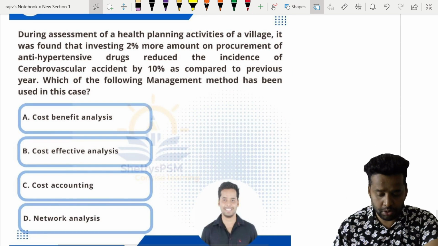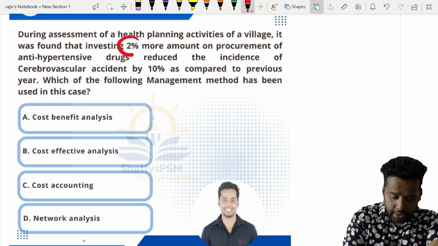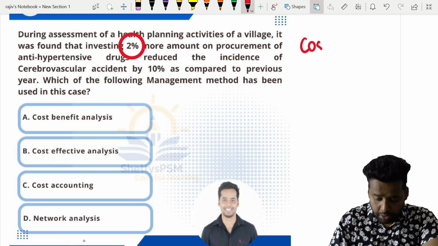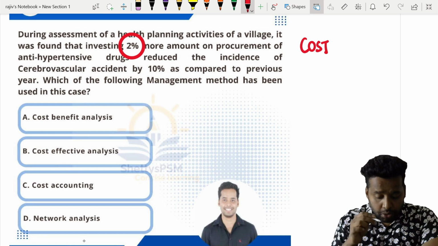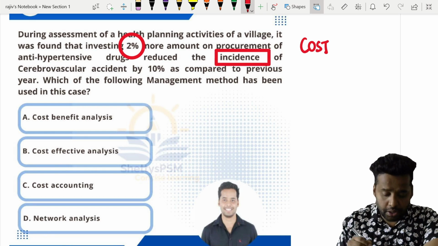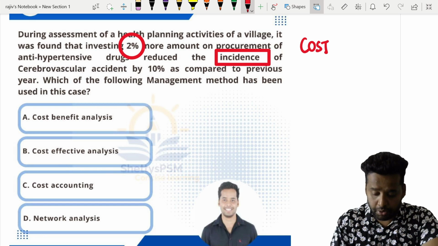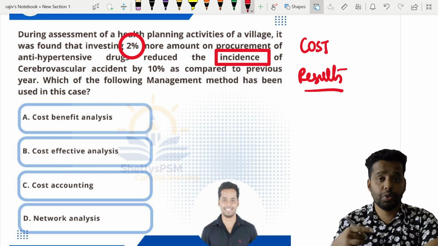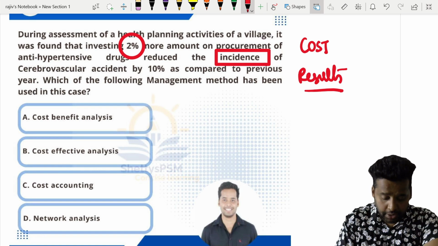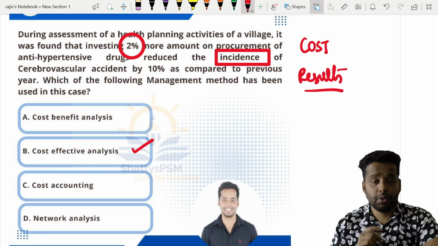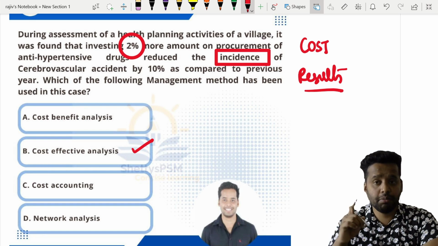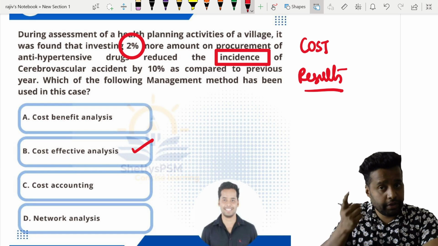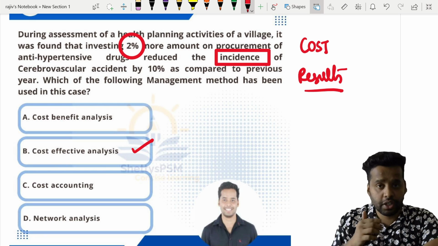Environmental control. You are investing 2% extra amount on the procurement of drugs. Cost is the input, and the output you are checking is the incidence of cardiovascular accidents which you can prevent. That means output is results. Input is money you are putting, output is the number of deaths you can prevent. It is cost effective analysis. What is cost benefit analysis? Money, money. Input also money, output also money. That is cost benefit. Here it is cost effectiveness. Input is money, output is result.